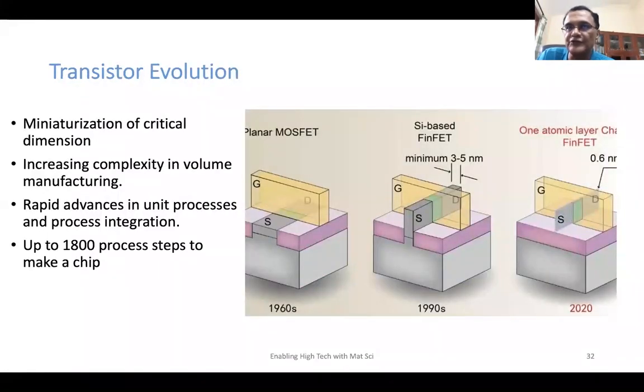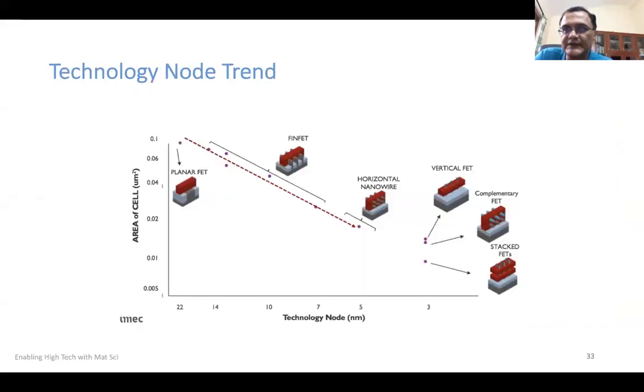We will take a break pretty soon, but I wanted to give you another view of how the transistor has evolved from a planar to a three-dimensional silicon-based FinFET to what it will go into, a one-atomic layer FinFET. Okay, so as you see here, from 1960s to 1990s to 2020, what has increased is the complexity in volume manufacturing. And as I referred to earlier, we have up to 1800 process steps for some of these advanced FinFET, where we do talk about dimensions going into nanometer, say 3 to 5 to 7 nanometer for the most critical dimension. Can we go to the next slide, please?